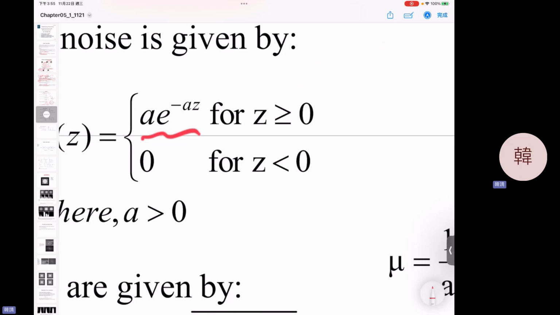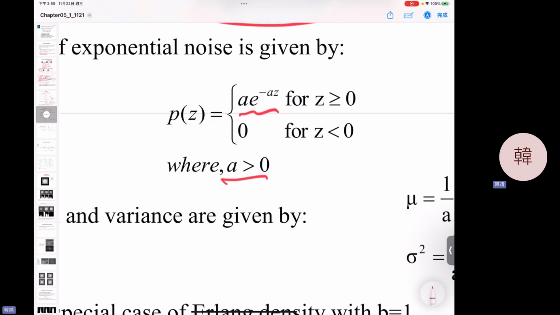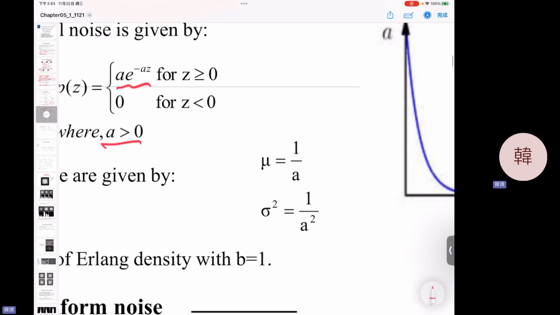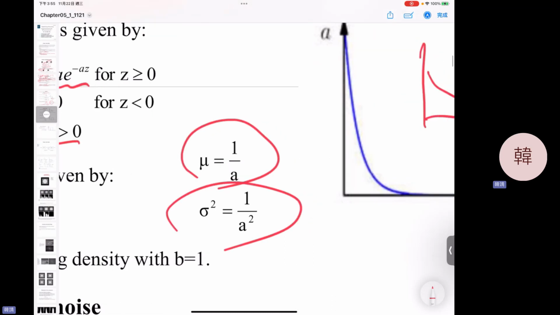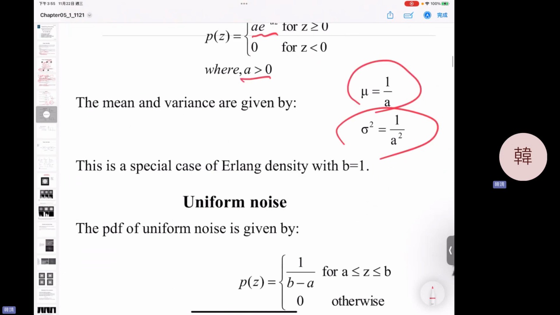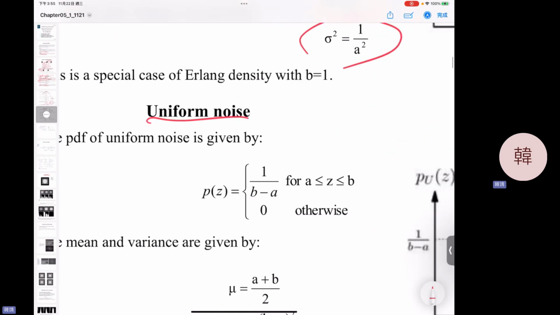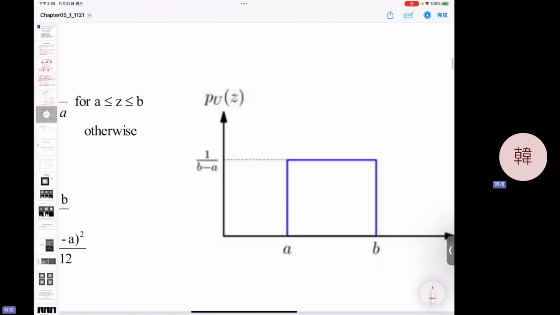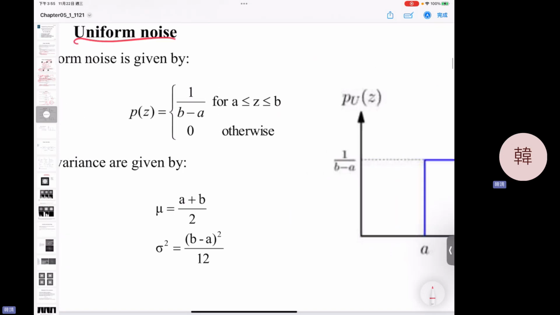A times e to the minus a z. For this one, a must be larger than 0, and we have this kind of shape. The mean value mu and the variance sigma squared can also be calculated. So this is exponential. The next one is uniform noise. If your noise looks like this one, evenly distributed in a certain range, we say it's uniform noise.